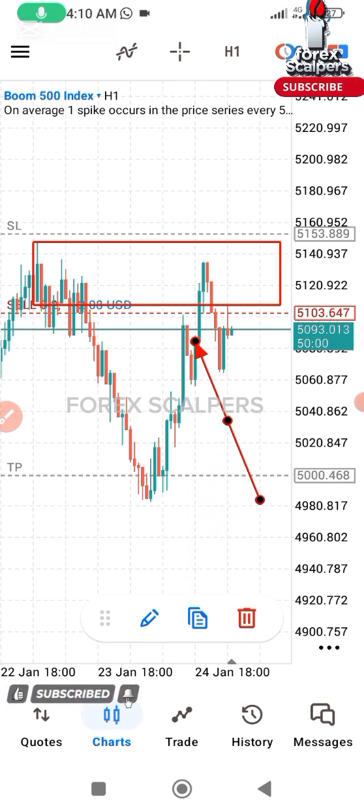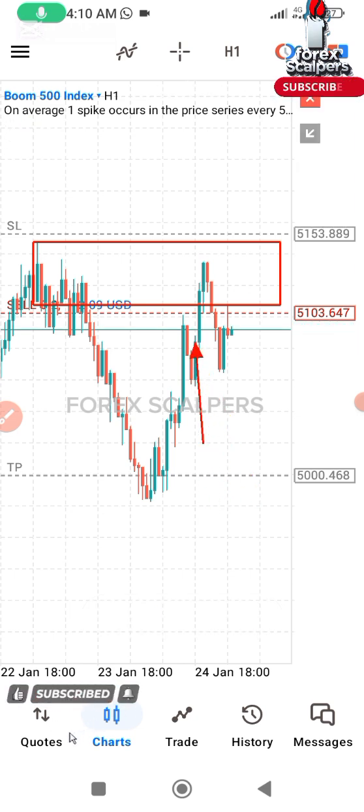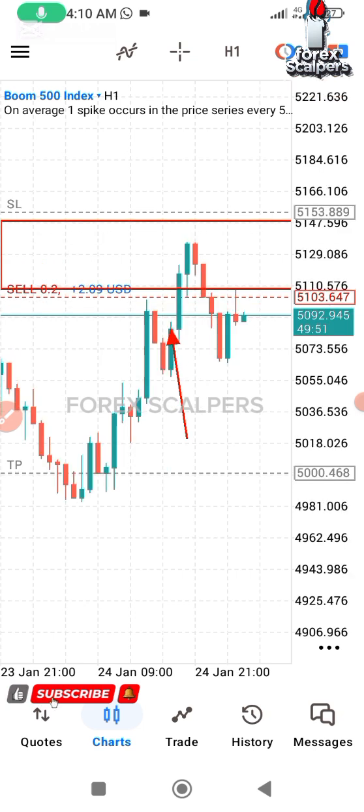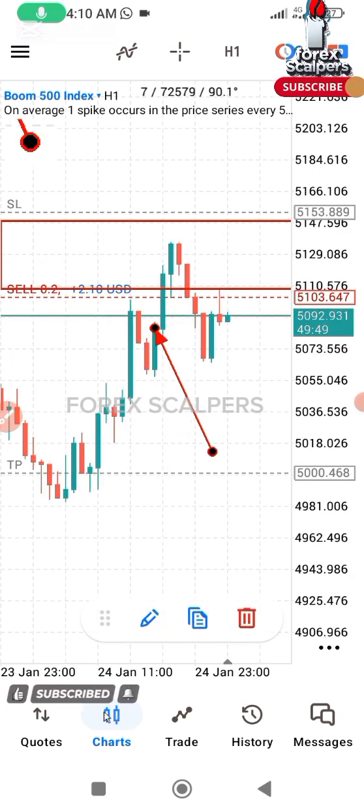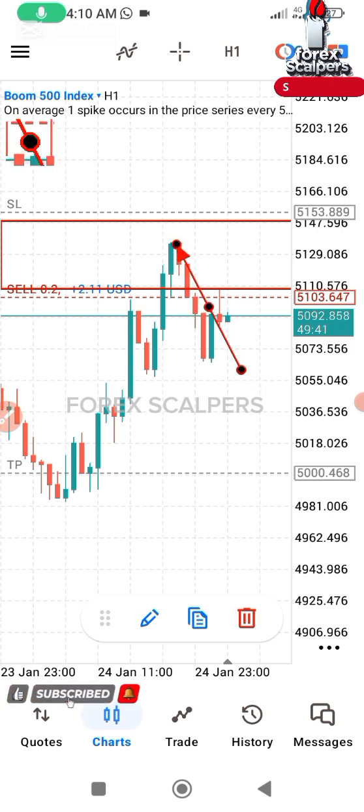And how exactly do we do that? We will need certain behavior patterns of what? Of the sellers. So when price came back, we had this particular bearish candle. Now this bearish candle did not engulf the previous bullish candle. So this signal is not valid enough.